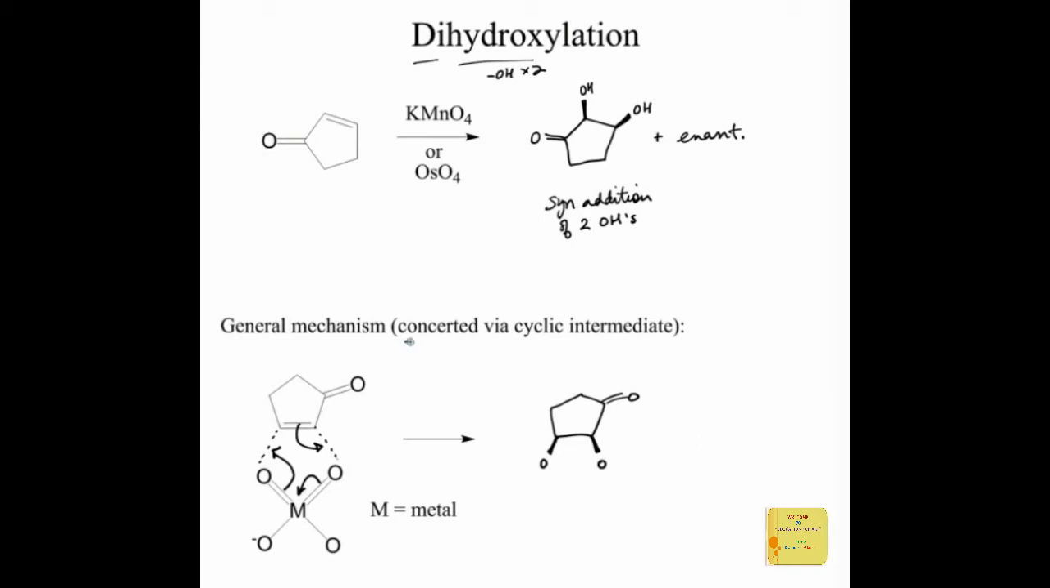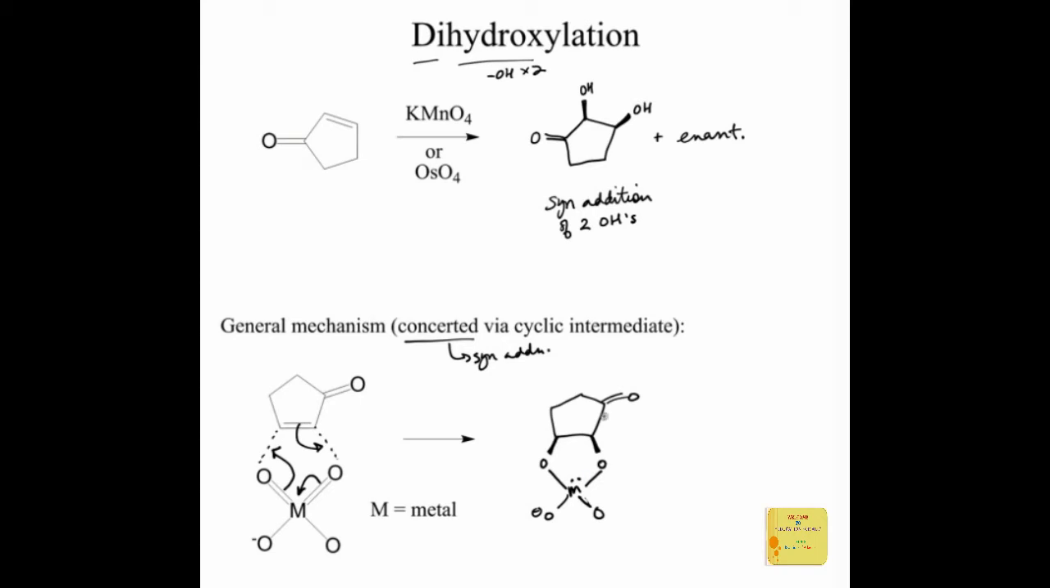So it's concerted. It goes via a cyclic intermediate, so when we follow our electrons around, we get something like this. Again, the exact details of the metal species is not important because it's going to vary whether it's manganese or osmium. But the idea is we've added them in one step, and that's why we must get syn addition. So kind of like the epoxidation, any concerted mechanism is going to give you that syn addition.